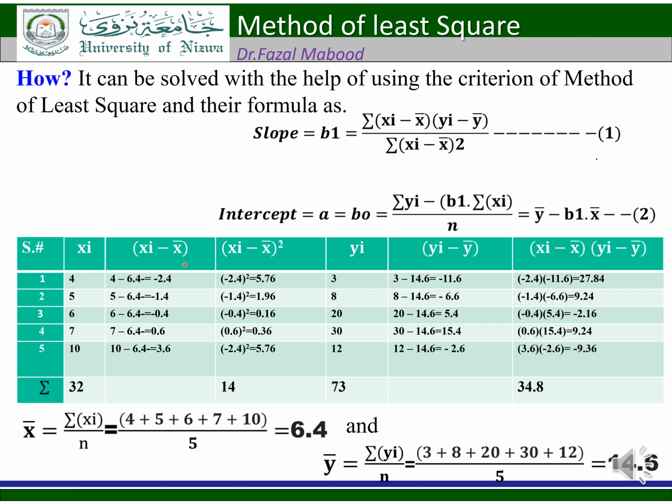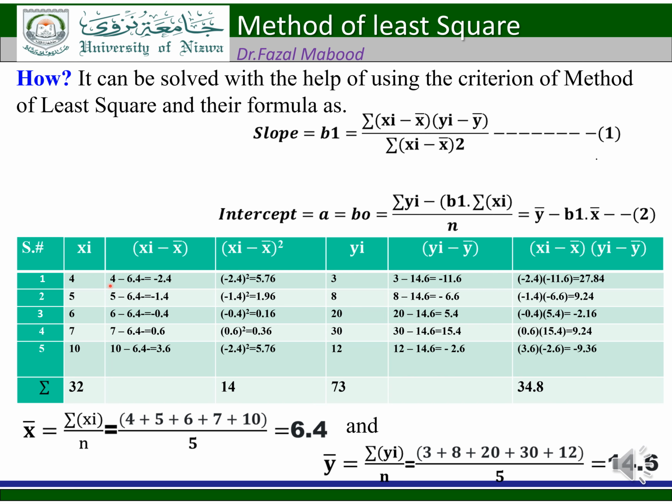Here xi minus x bar is the deviation. What is x bar? X bar is the average or mean. This is equal to the summation of all individual values divided by the total number of observations. In this case it is 6.4. Similarly, y bar or y average is equal to the summation of all individual values divided by the total number of observations. In this case it is 14.6.